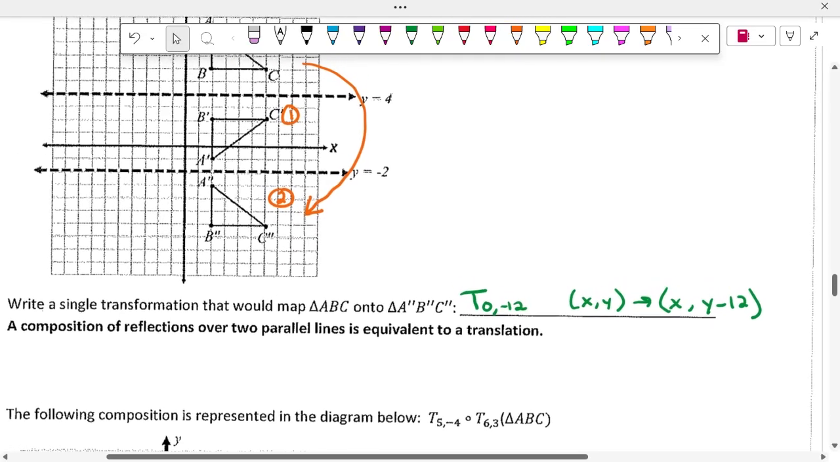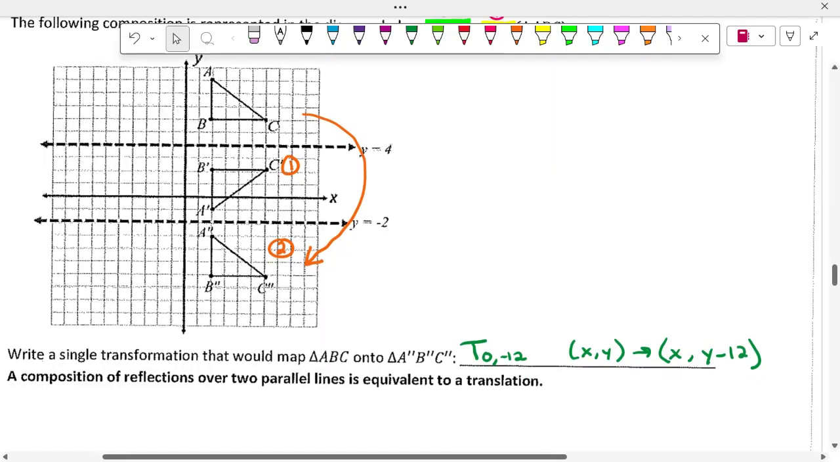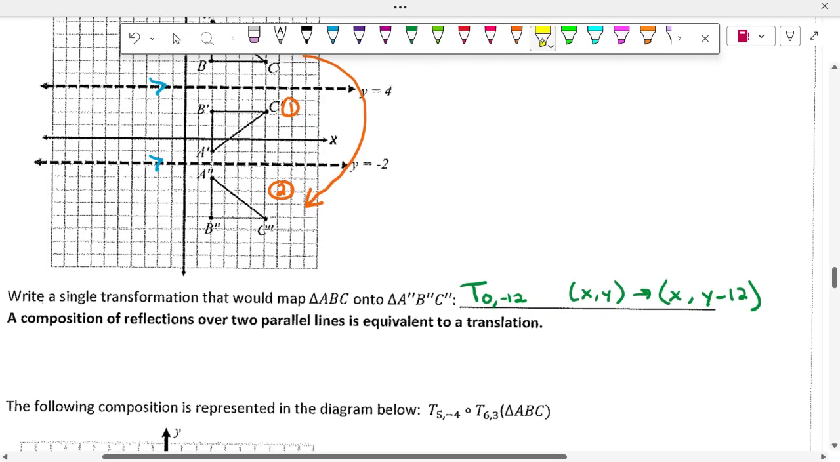Now, what do you notice about the two lines of reflection? So y equals 4 and y equals 2. What's true about them? They're parallel to each other. So another special case is that a composition of reflections over two parallel lines is the same thing as a singular translation.